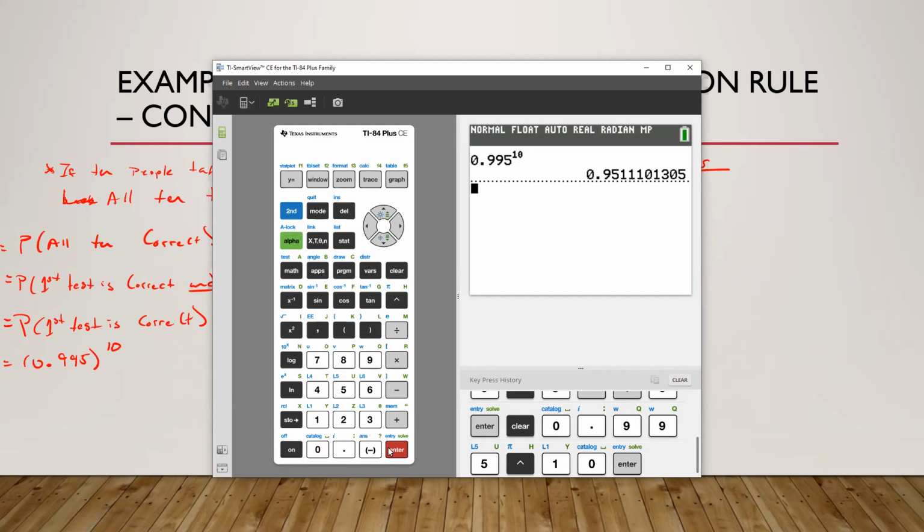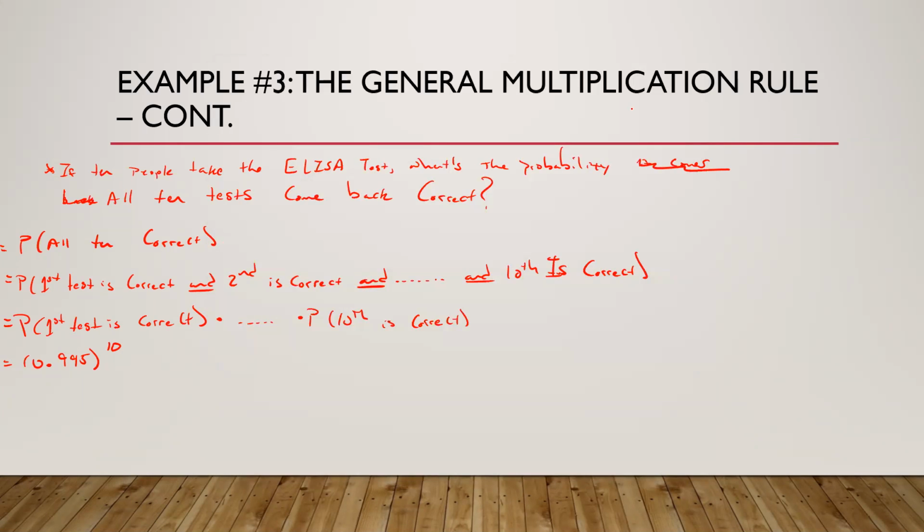And then how many people got this number? So Bertha got it. Okay, yep, thanks. So look, the probability that if 10 people take this test, all 10 would come back correct is 0.9511. Still pretty good odds, right? 95% chance that it would happen. Yeah, it's pretty good odds.